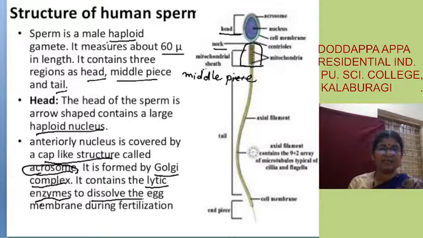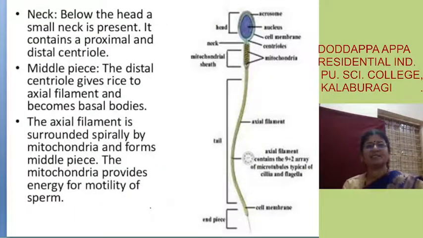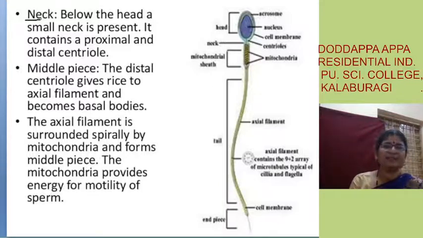It will help in the dissolution of the egg membrane during fertilization. Fine. Now let us see the next slide, neck. So neck, I told you that it is the second part of the sperm, and below the head a small neck is present, and in this you will see proximal and distal centriole. Fine, you will see proximal and distal centriole, and here the distal centriole will give rise to a tail.